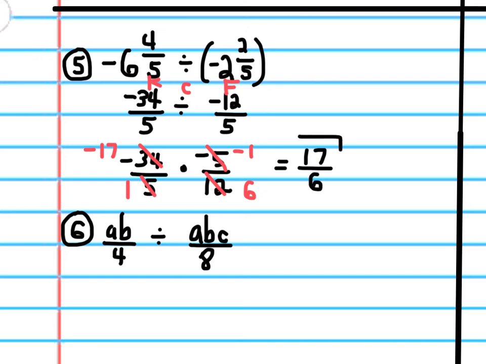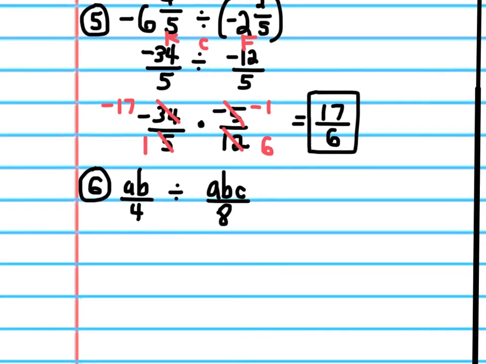Now, I'm okay with you leaving these improper because it's simplified. Unless it's a word problem, I would say you have to make it a mixed number. But because it's not a word problem, you can leave this improper because there are no common factors. I can't reduce this any further.